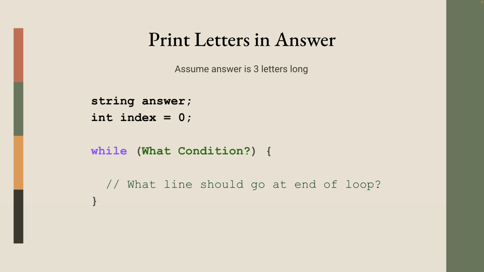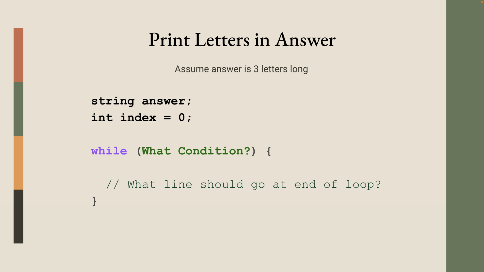We'll assume index is starting at 0. While index is less than 26. So we'll assume answer is 3 letters long this time. Okay, I've heard index is less than 3 or also index is less than or equal to 3. We'll revisit that. What should go here at the end of the loop? Yeah, so we'll do index is equal to index plus 1. So we want the loop to run how many times? 3. Index is 0 to start.